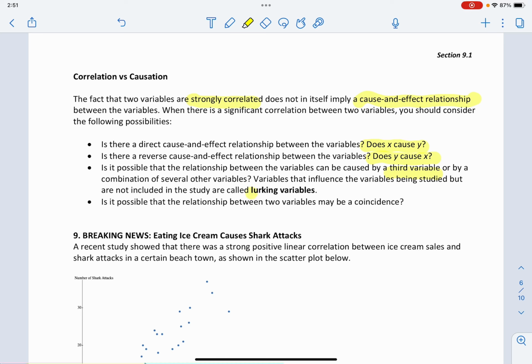Those are called lurking variables, or confounding variables, as we've called them in the past. They're variables that aren't even in the study, but they're the true cause of the link that we're seeing. Or maybe it's just a coincidence. There's always that.